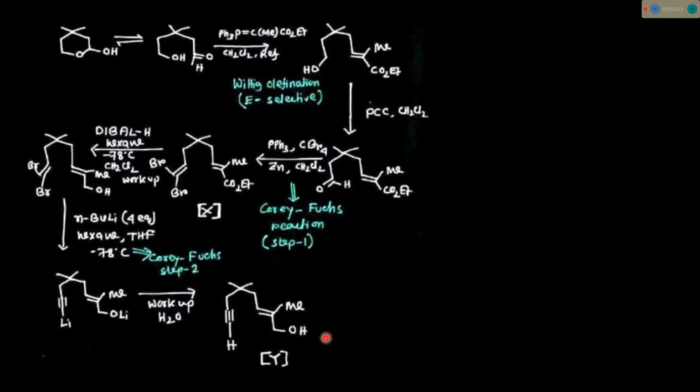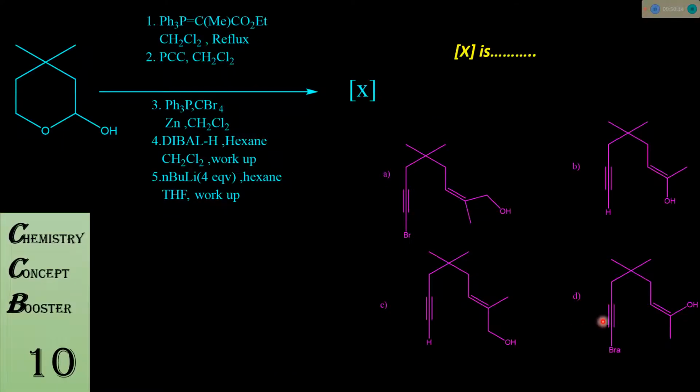See, in options C and D, okay, there is no problem. So in option C, this CH2OH should be trans to that double bond. In this case, CH2OH is cis to the double bond, methyl is there, but bromine is there, so bromine should not be there, H should be there. So option C is correct.